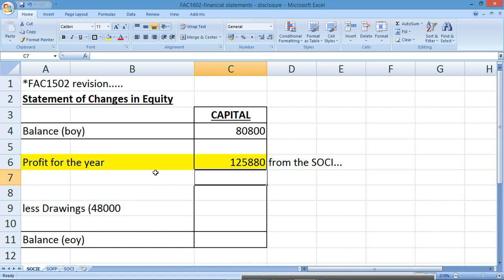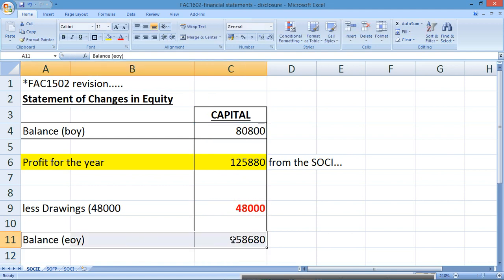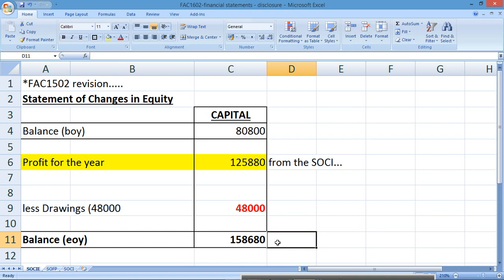Okay, last bit here is just to tally up. Drawings is going to be a negative, so 48,000 is a bracketed figure. And then to get this figure, how do I get it? The top minus the drawings. Well, plus this. Because what does the profit do to the owner's equity? It increases it. Exactly. Okay, and then you have to minus the 48,000. Exactly. And that gives you the balance. And where does that go? Onto the statement of financial position, under equity.